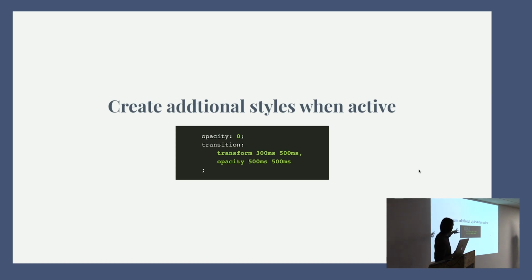So once we've actually done that, we need to apply a couple more styles. So opacity is set to 0. That's because as they perform the animation and move away from the heart, they're actually going to fade out at the same time. So then we need to tell it how long those animations are going to take. So transform is going to take 300 milliseconds, and opacity is going to take 500 milliseconds, and then they're both delayed by half a second.